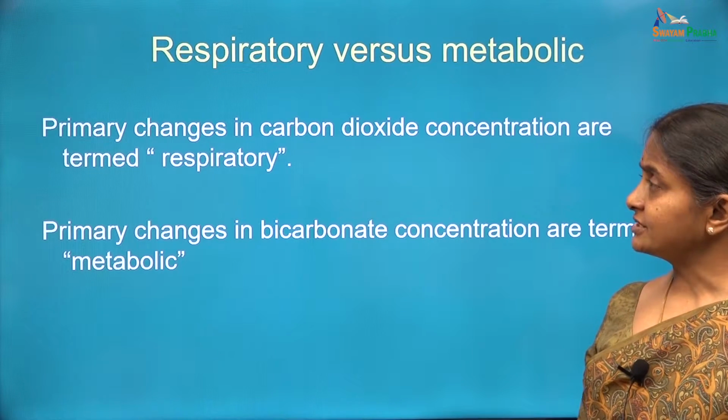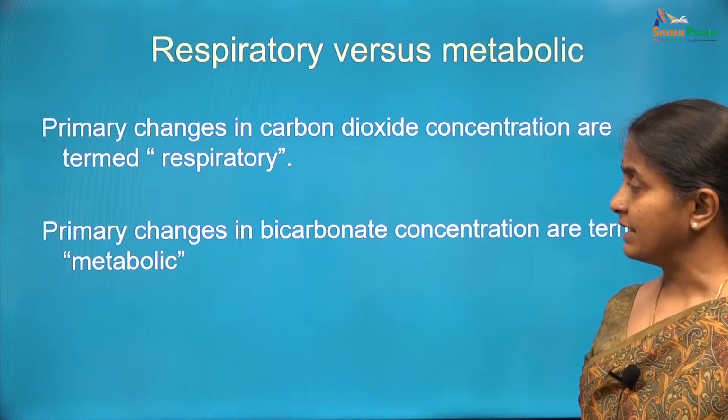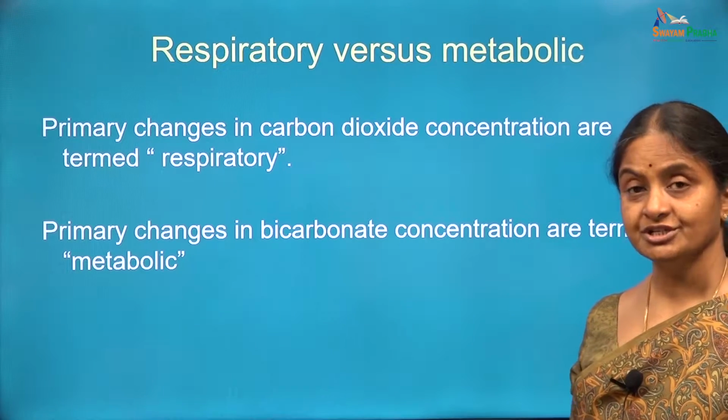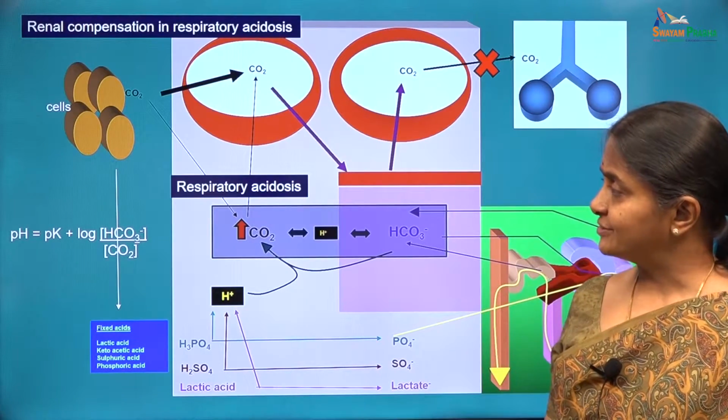These are the 4 conditions that we will discuss in detail in the subsequent lectures. The message is primary changes in carbon dioxide concentration is called respiratory, and primary changes in bicarbonate concentration is termed as metabolic. Now, let us take up respiratory acidosis again.